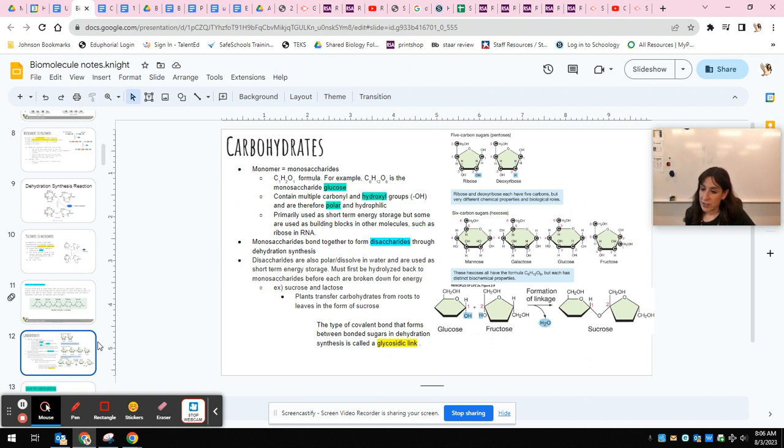All right, carbohydrates. So again, the monomers are called monosaccharides. Their formula is carbon, hydrogens, and oxygens in a 1 to 2 to 1 ratio. For example, glucose is C6H12O6.